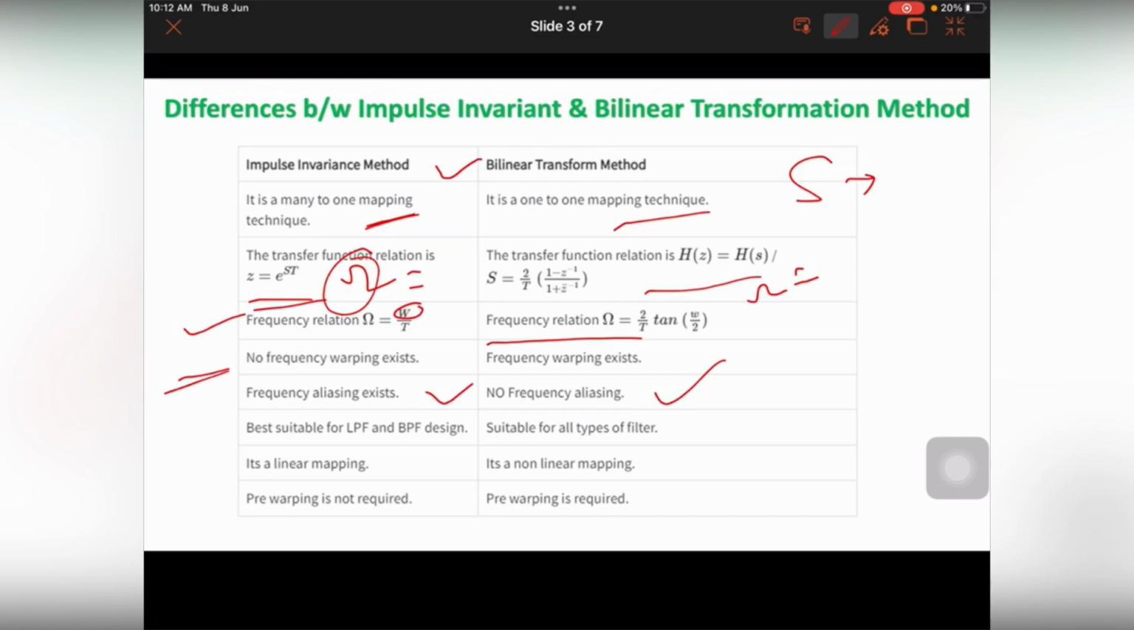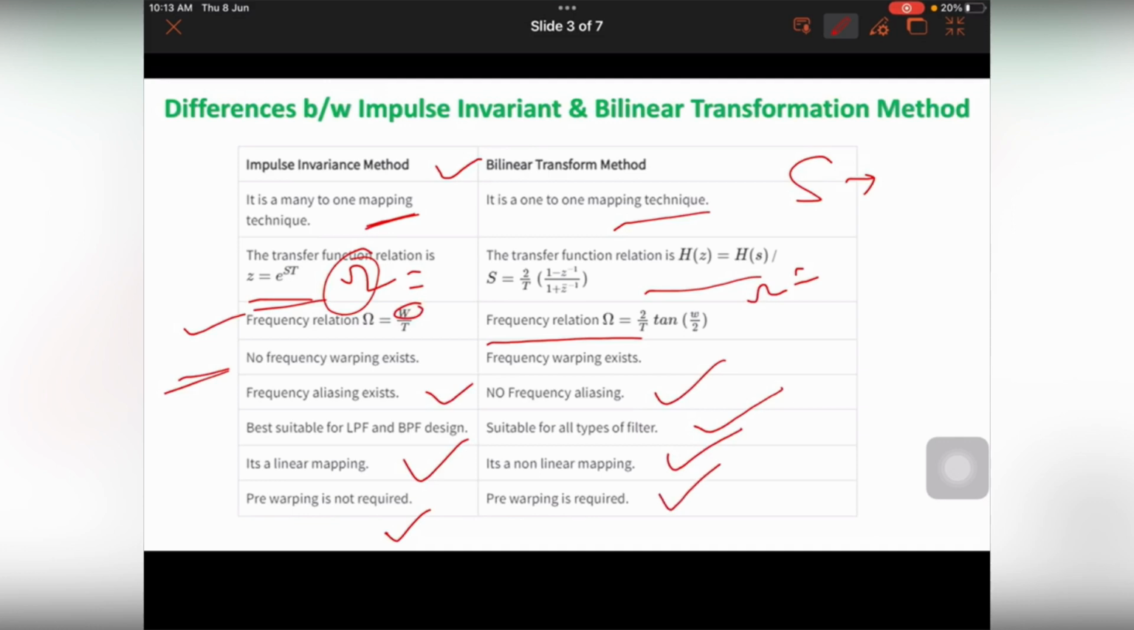And the impulse invariant method is most suitable for designing low pass and band pass filters, whereas bilinear transformation is not restricted to these two; it is suitable for any type of filter. In the impulse invariant method, the mapping from S domain to Z domain is a linear mapping, whereas bilinear is a non-linear mapping. In the impulse invariant method, pre-warping is not required; here, pre-warping is required.